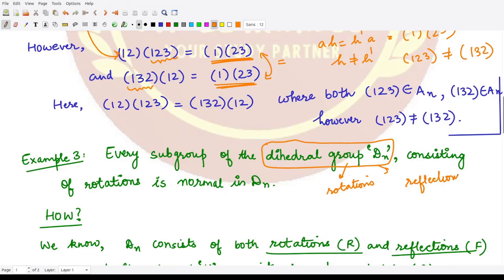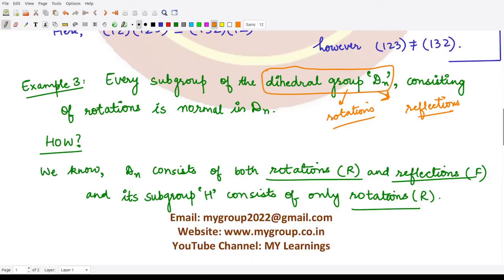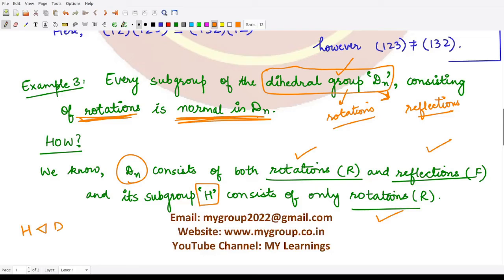This we have already studied, and if you want to go into more detail on this dihedral group, you can check out another playlist based on questions on group theory. There we have details of the dihedral group. Now if we take the dihedral group as our group, then the subgroup consisting only of the rotations, we say that is normal in this group Dn. Dn consists of both rotations and reflections. However, we take the subgroup, let's call it H, and it only consists of rotations. This is given to us.